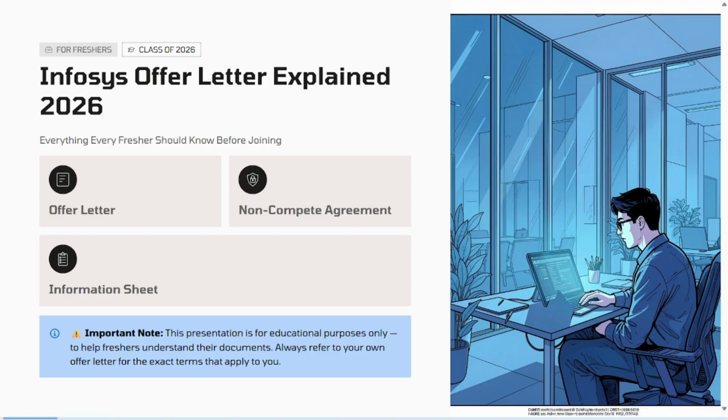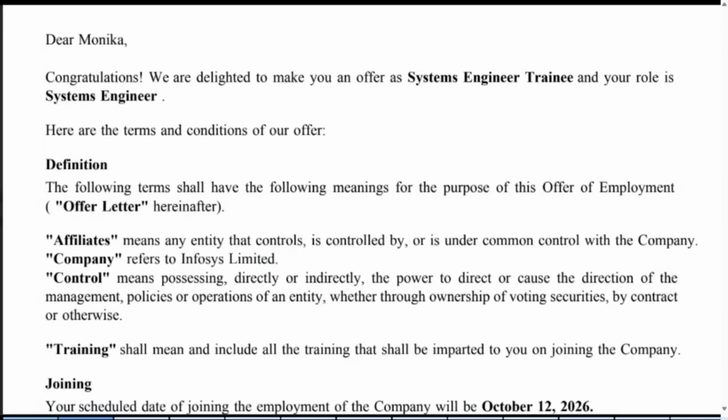So I want to tell one important thing. This video is for education purpose to help freshers understand the documents. Always refer to your own offer letter for the exact terms that apply to you. So this is the message I got from Infosys. I only added this screenshot. In the official document, it contains sensitive information, so that's why I put a screenshot.